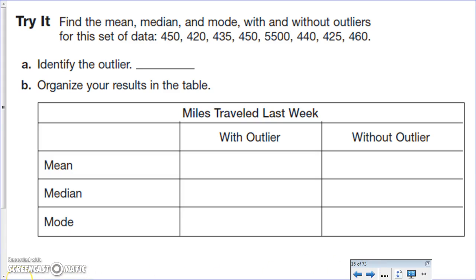Try it. Find the mean, median, and mode with and without outliers for this set of data: 450, 420, 435, 450, 5,500, 440, 425, 460. So the first step is to identify our outlier. In this case, that's 5,500 because all of the other numbers are in the 400s. Next, we're going to start by finding the means. We're going to add up all of the data points here.